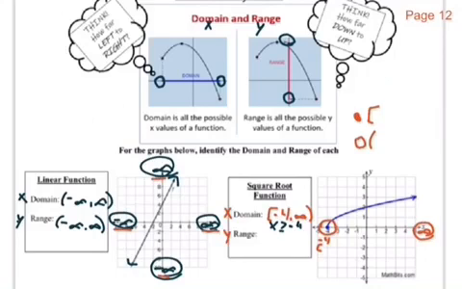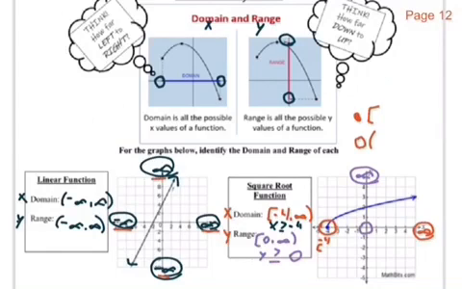Another way that you can write the domain would be x is greater than or equal to negative 4. Now for the range, you would want to look at your lowest point, which is 0, and my highest point would be infinity. Since 0 has a closed circle here, it would be bracket 0 to infinity, or you could write y is greater than or equal to 0.